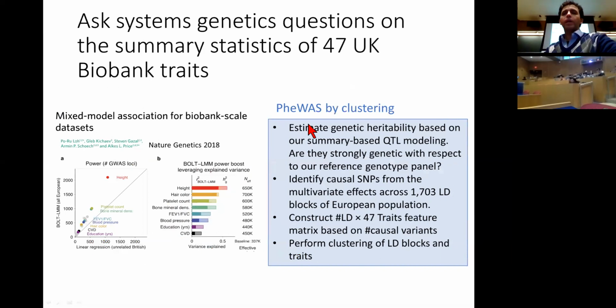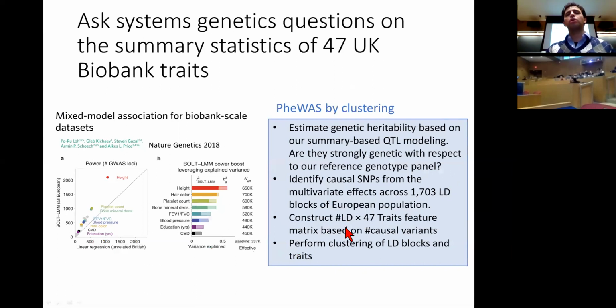And what you can actually do is carry out a phenome-wide association study by effectively clustering the genome. You can take every genetic region and ask, what are the traits that this region is associated with? You can then look for the vector of trait associations for every region of the genome and cluster those regions that have similar associations. So you can estimate the genetic heritability based on summary-based QTL modeling for every locus, and then ask if they're strongly genetic with respect to the reference genome panel, then identify causal SNPs from multivariate effects across thousands of LD blocks in the European population.